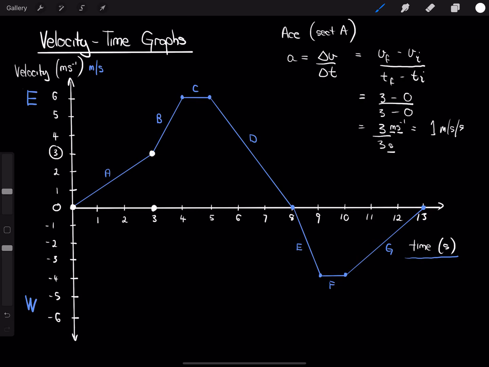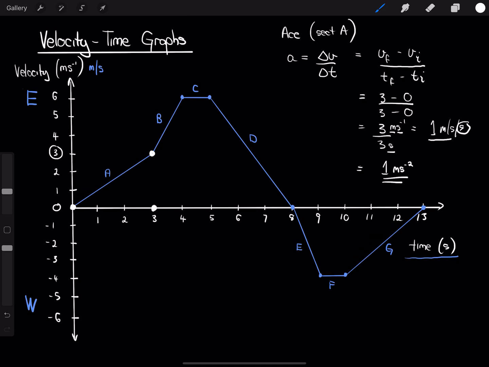Now what that actually means is it's increasing its velocity by 1 meter per second every second. Now normally we would write that as 1 meter second to the negative 2. So meter per second per second can be written as ms to the negative 2.